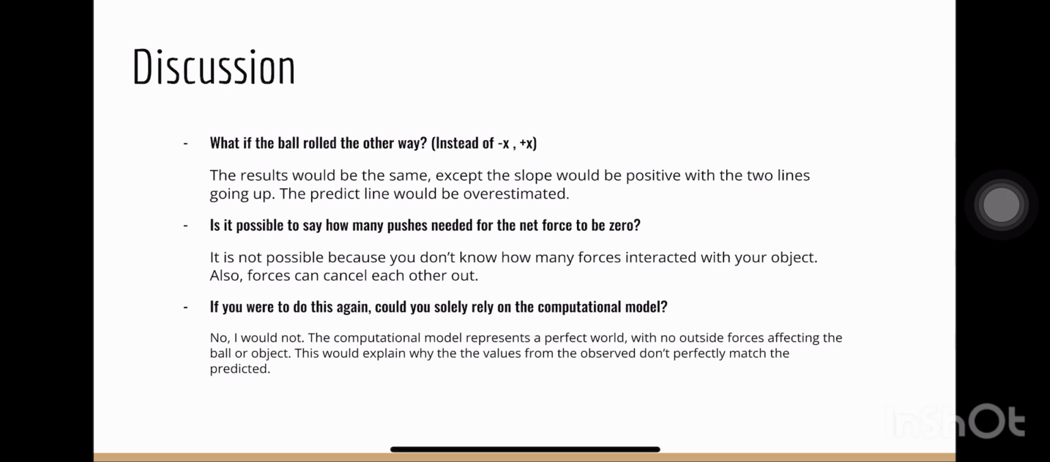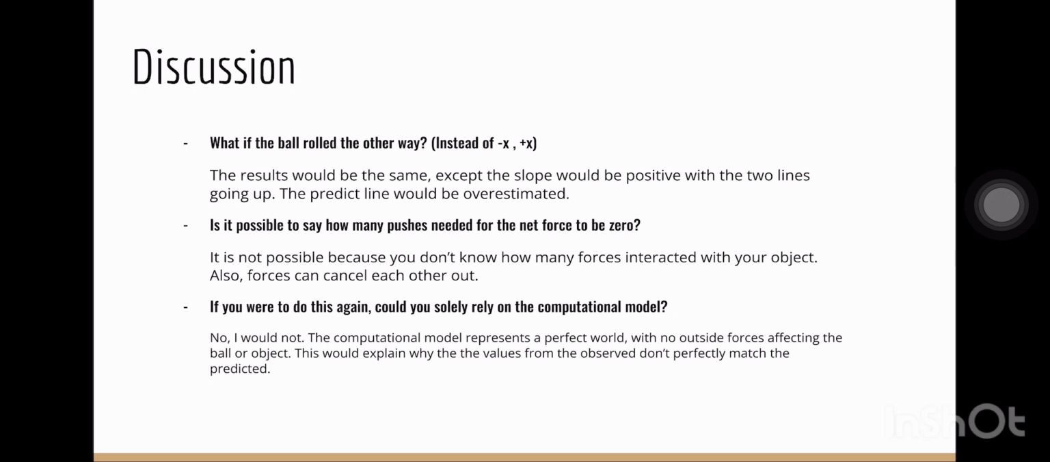Discussion. What if the ball rolled the other way, positive X instead of negative X? The results would be the same, except the slope would be positive with the two lines going up. The predicted line would be overestimated. Is it possible to say how many pushes are needed for the net force to be 0? It is not possible because you do not know how many forces interact with your object. Also, forces can cancel each other out.